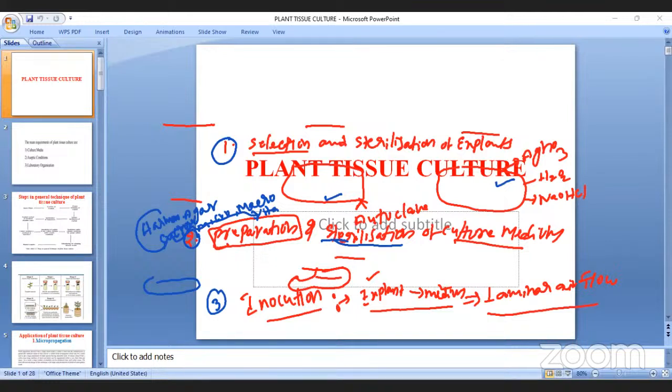So cultures are then incubated. Once again, recall the sterilized explant is inoculated. Inoculated means simply transferred onto the culture media under aseptic condition. This aseptic condition is created inside the laminar airflow. That's why this is performed in laminar airflow only.